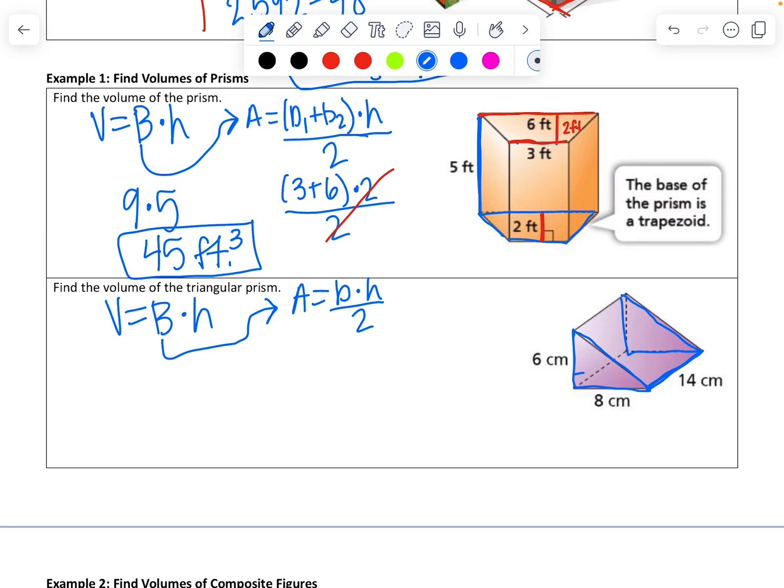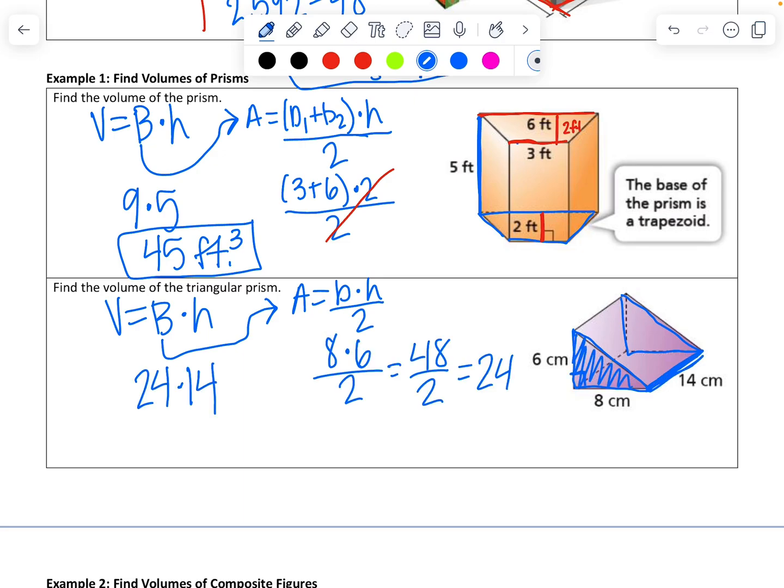So the area of this base is 24. So I'm going to put that over here. And then I multiply it by my height, which is 14. Go ahead and put that into your calculator. And you get 336 centimeters cubed.